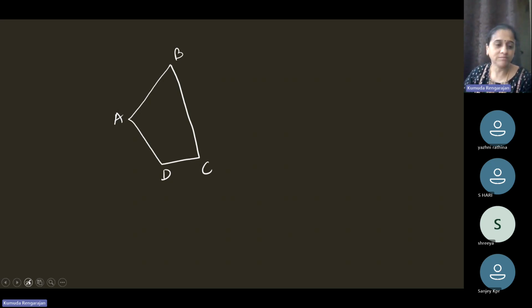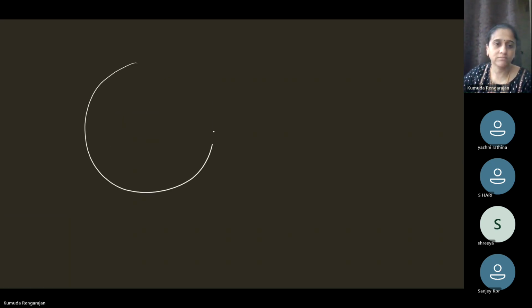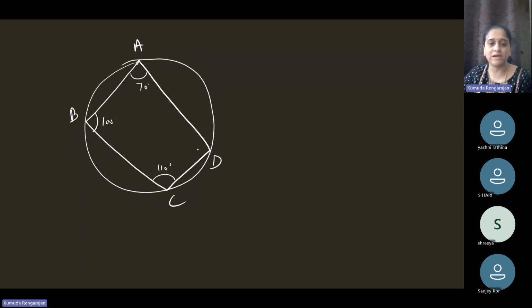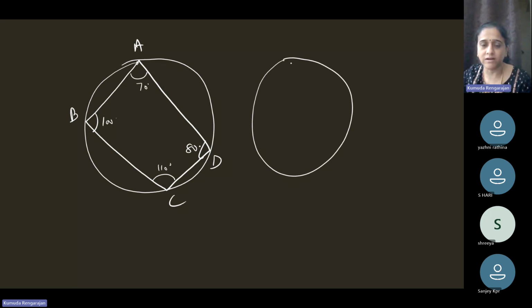Now coming to the property. In a cyclic quadrilateral, opposite angles are supplementary. The sum of this angle and this angle will be 180. So if this is 70 degrees, this is 110 degrees. And say this is 100 degrees, this will be 80 degrees. That's one property.